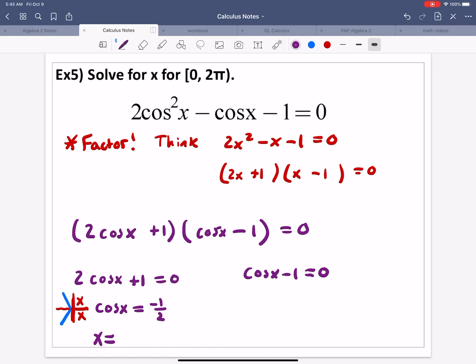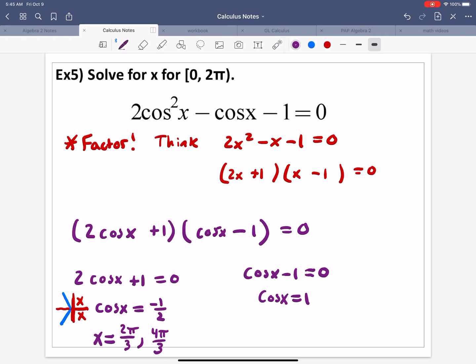So the over 3 angle in quadrant 2 is 2 pi over 3. The over 3 angle in quadrant 3 is 4 pi over 3. So that's half of my answer. Now let's come over here and solve the second half. Cosine x equals 1.